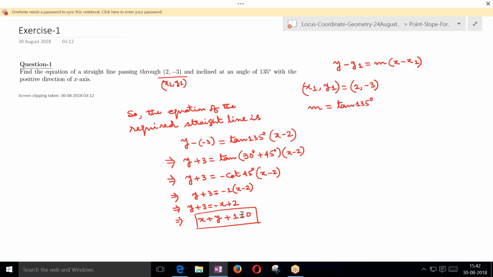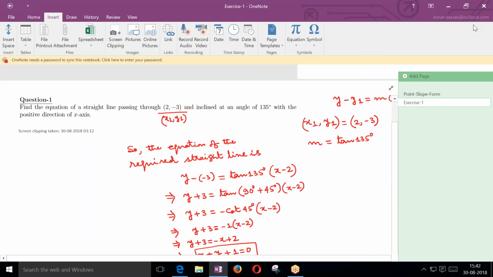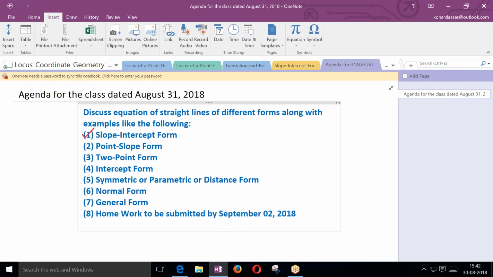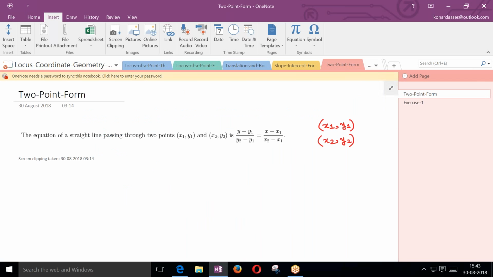Hope things are clear. So we can proceed to the next topic. We discussed the point slope form. Now we are going to discuss another form called the two-point form, when the coordinates of two points are given to us.